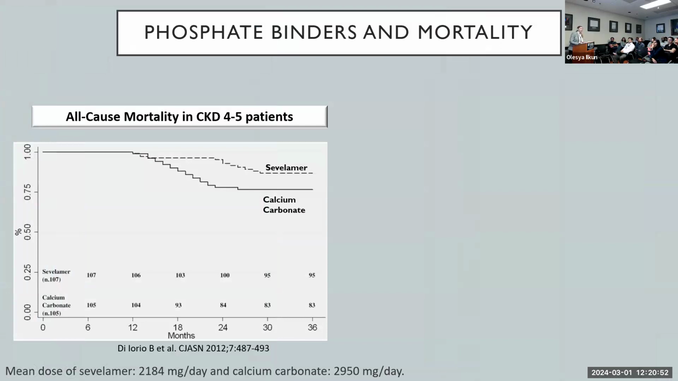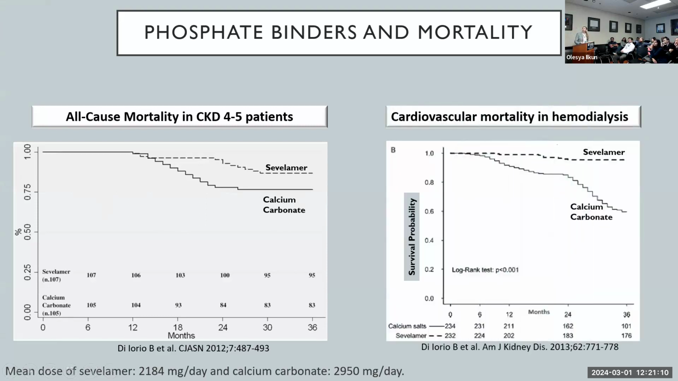Here, all-cause mortality, again, pre-dialysis patients, right? CKD stage 4, CKD 5. Sevelamer has lower all-cause mortality as compared to calcium carbonate when looked at through a 3-year long trial. And then we have cardiovascular mortality in hemodialysis, the same first author, the same group, a year later published also, and it's pretty small, right? It's not thousands of people, just about 100, but they did show more cardiovascular mortality in the calcium carbonate group as compared to sevelamer.